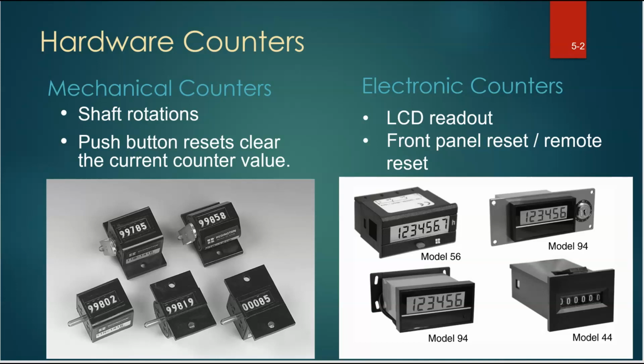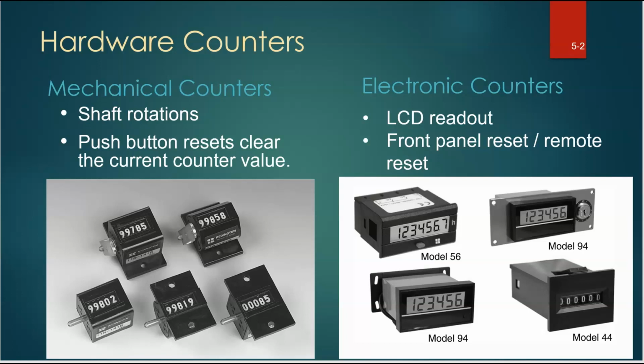Mechanical counter uses shaft rotations to increment or decrement the numerical values. On the other hand, we have electronic counters in which their LCD can be programmed to count up, down, or both based on your input pulse transitions. However, hardware counter operation is not the goal of this chapter.